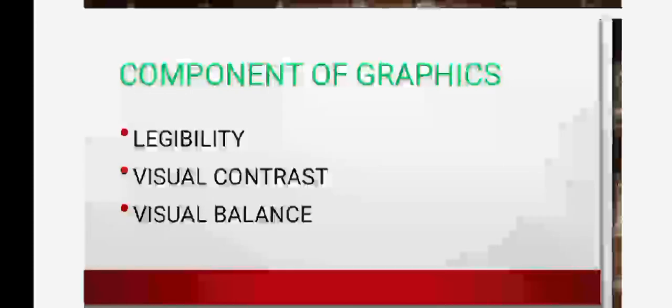Components of graphics. We have the legibility, we have the visual contrast, we have the visual balance. Legibility cannot be overemphasized. The graphics or the symbols you use on the face of that map should be legible enough for the user to be able to interpret the map, because you, the map maker, will not be there to explain to the user. The map can travel as far as Europe, North America, South America, to any part of the world. You may not be there.